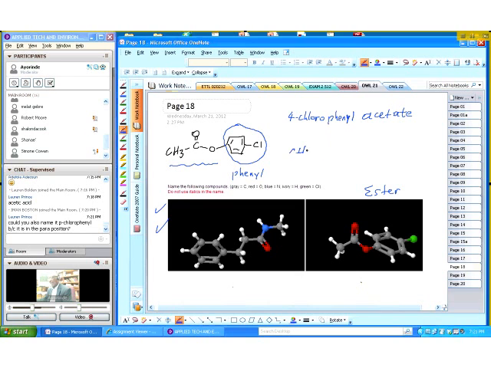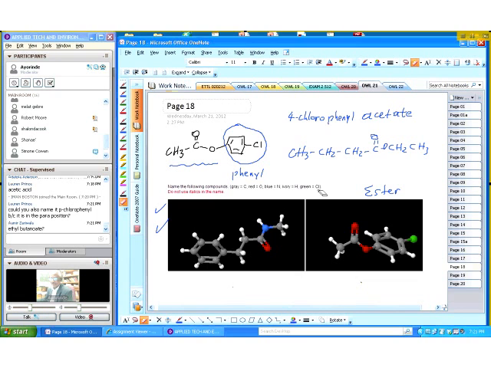Supposing I have this molecule. How will you call this? What would be the name of this molecule here? That is an ester. Could you also name it? Somebody is asking, Lorraine said, can I also call it p-chlorophenyl? Yes, you could do that. That is also correct. You could call it p-chlorophenyl.